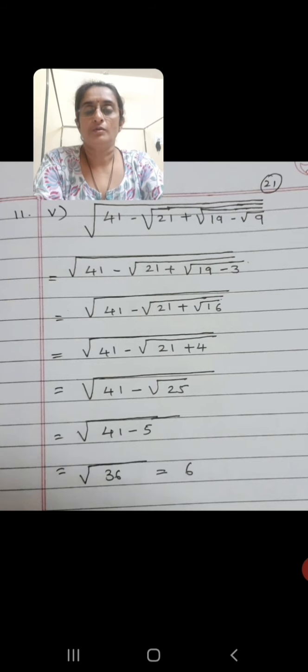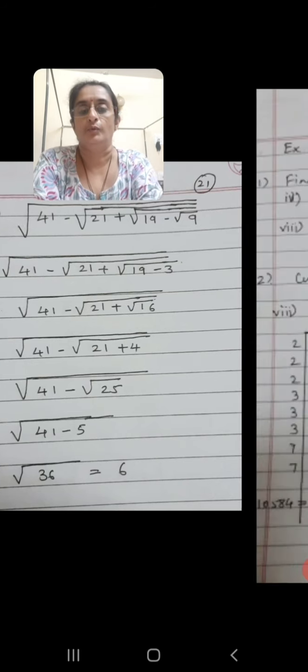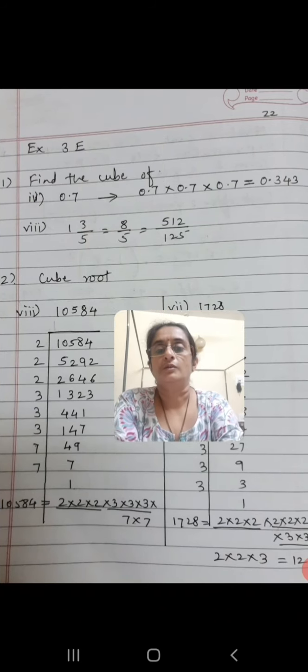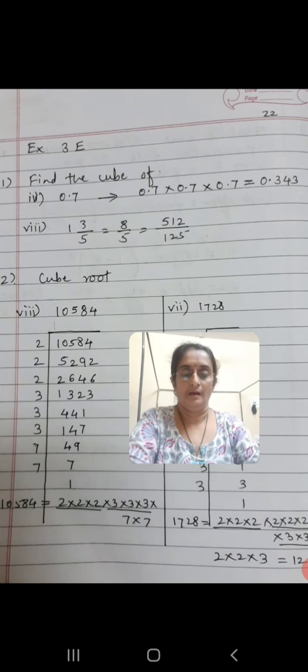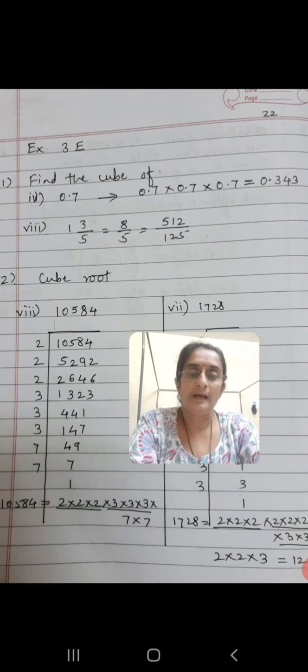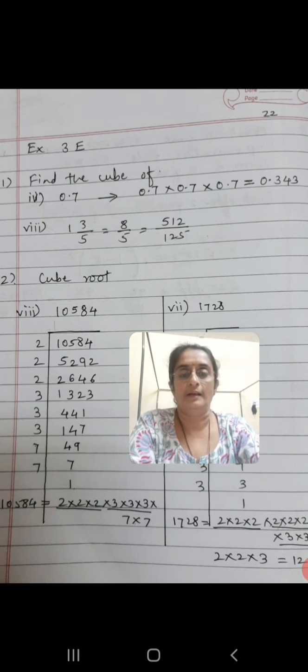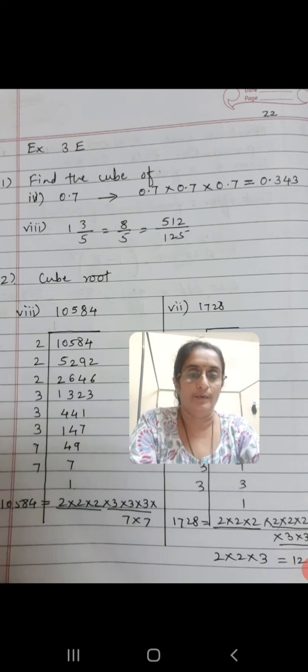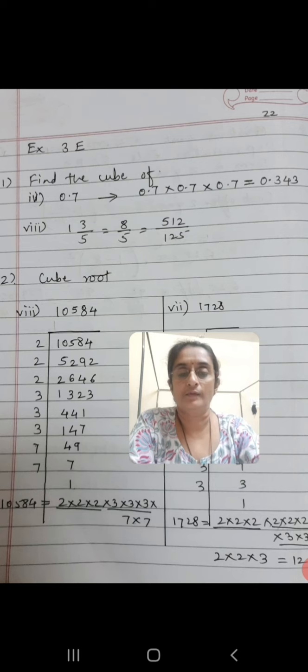Now we are going to solve the next exercise, that is the last exercise, cube and cube root. Do you know what a cube is, children? A cube is a number raised to the power of 3. When you multiply the number 3 times, you will get the cube of that particular number. Now, the same way how we have found square of a number by multiplying the number by itself, here we are going to multiply the number 2 times with itself to find out the cube of the given number.